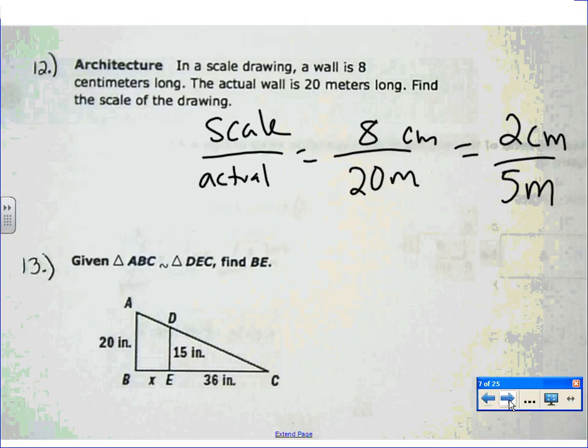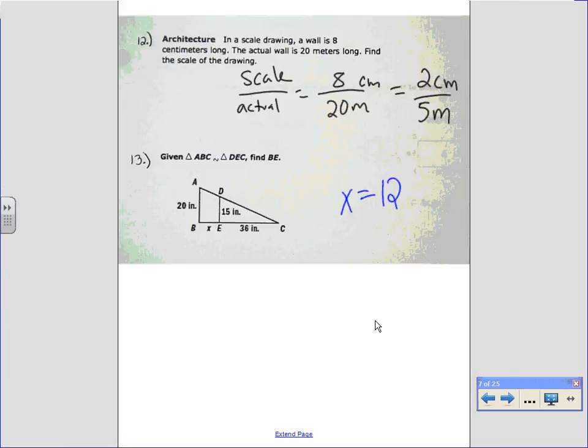All right, 13. This is one that some of you had trouble with yesterday, so I figured I'd put one of these on there. Amberly, what did you get for X? Nope. Lower than that. Greta? Okay, good. Raise your hand if you got 12. Just curious. Okay. On this one, one proportion you could have set up is 20 over X plus 36 equals 15 over 36. That's one proportion. Let me draw the triangles for you real quick.